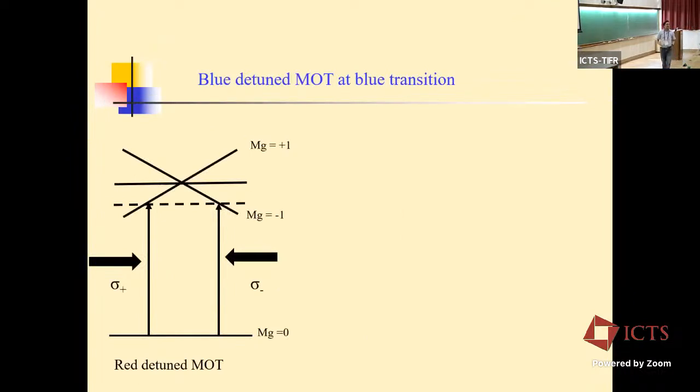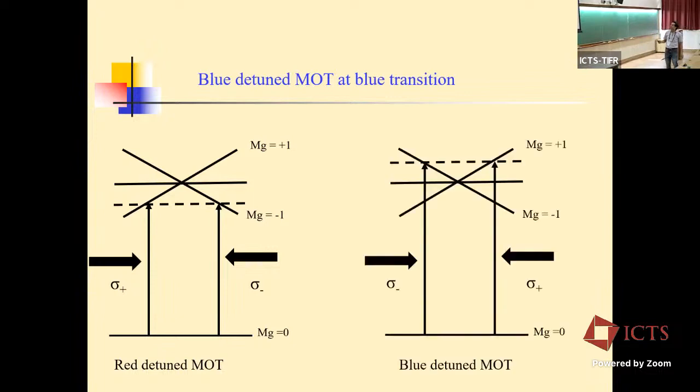Now, inspired by this, we wanted to do a blue detuned MOT at the blue transition. That's what we wanted to try. And we know that for the red MOT, this is our MOT scheme. But if you want to do the blue detuned MOT, you have to change the direction of the polarization. Here it is sigma minus and sigma plus; for blue detuned MOT, you have to do sigma plus and sigma minus.